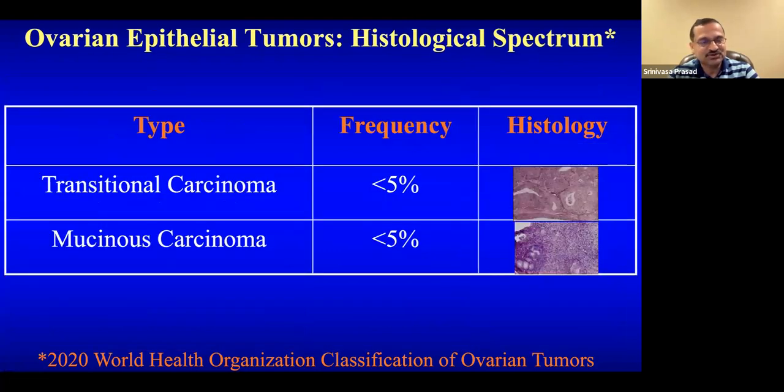And there are two kinds of mucinous cancers. Most mucinous cancers of the ovary are metastatic, and the primary mucinous carcinoma is a small percentage of the overall prevalence of ovarian cancers. Less than 5% is primary mucinous carcinoma of the ovary.